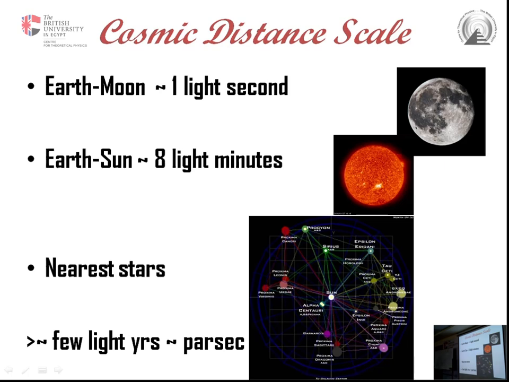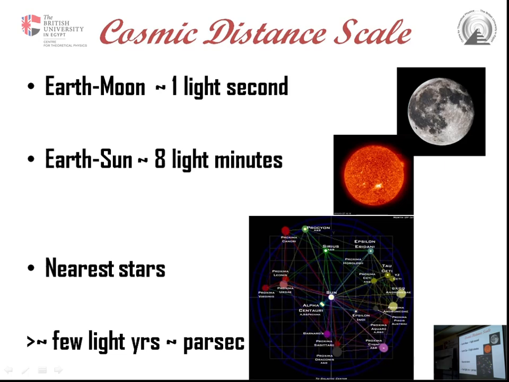So what are the distances? If you are going to the moon, you are 1 light second away. The light takes about 1 second to go from the moon to the Earth. That's why the Apollo astronauts can talk to each other. If it was 1,000 light years, they couldn't. Okay?